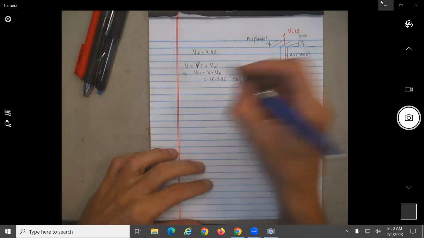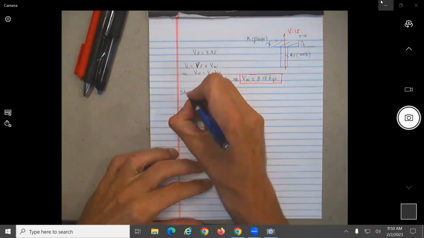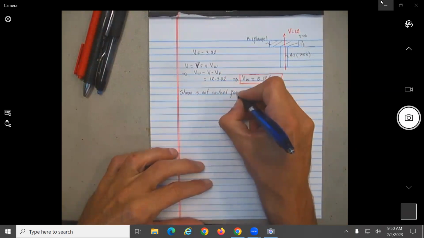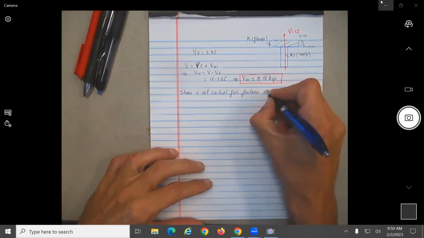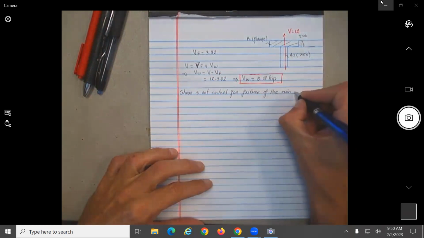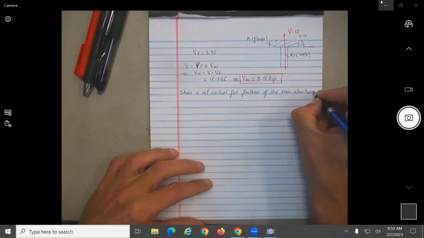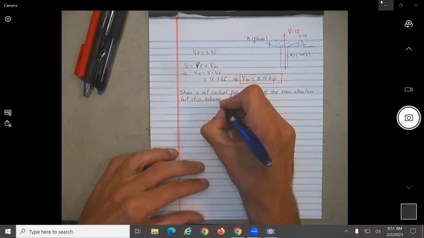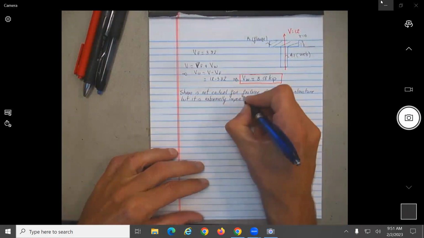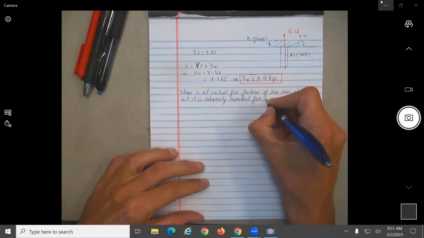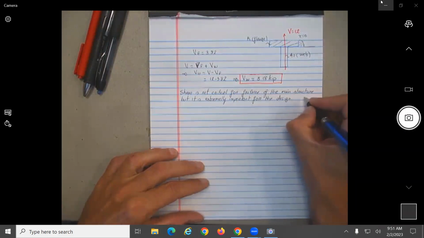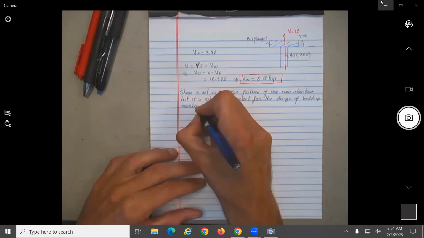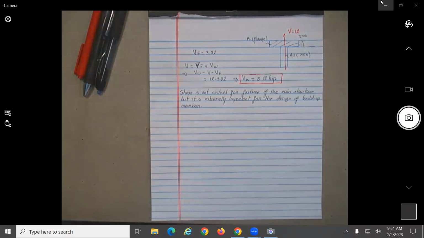Okay. So I'm going to write here: shear is not critical for failure of the main structure, but it is extremely important for the design of what they call, in some textbooks, built-up members.